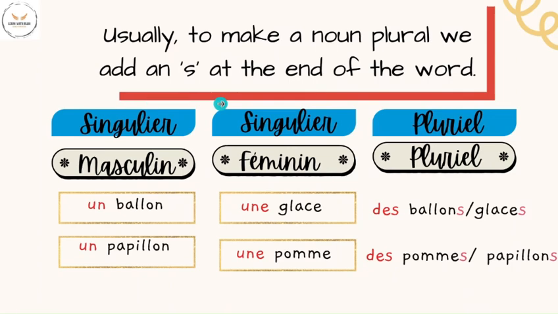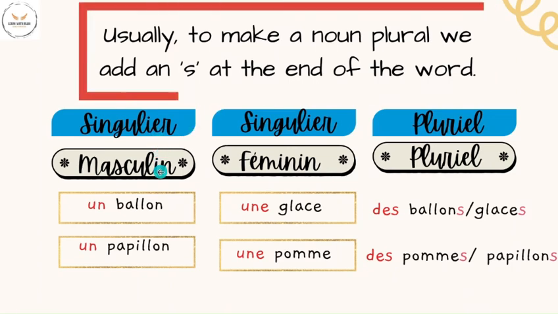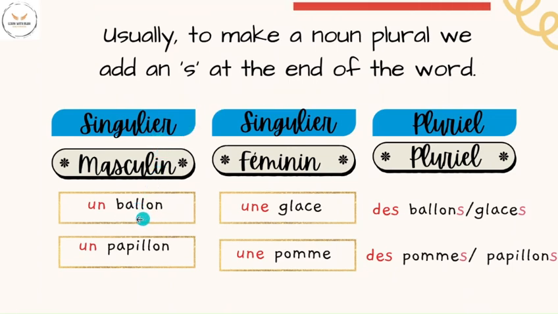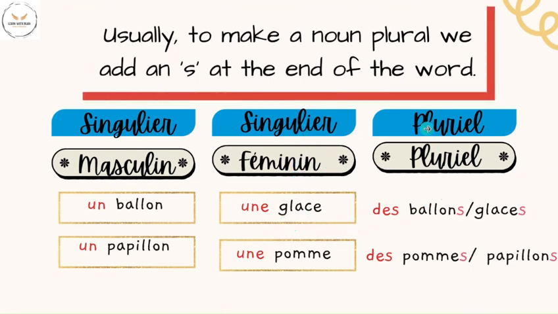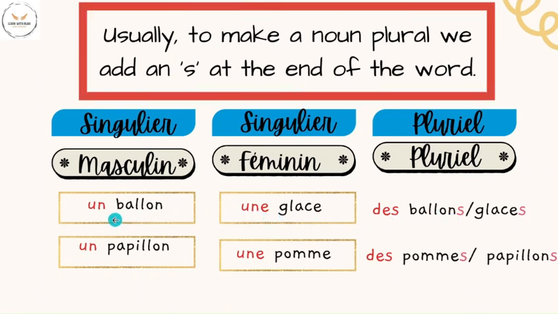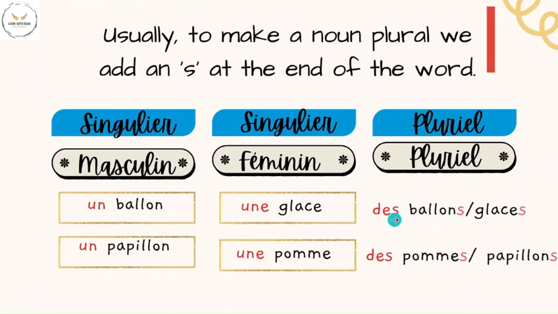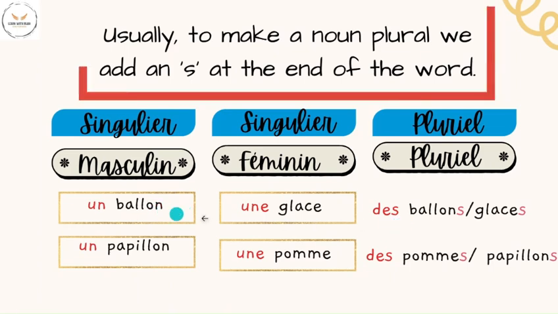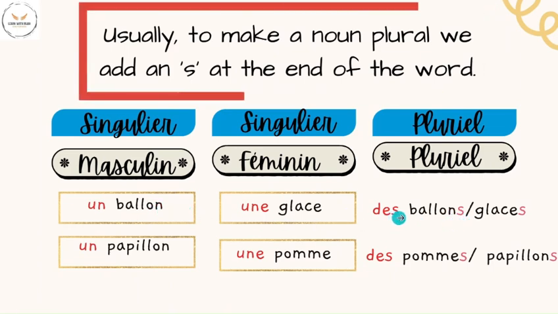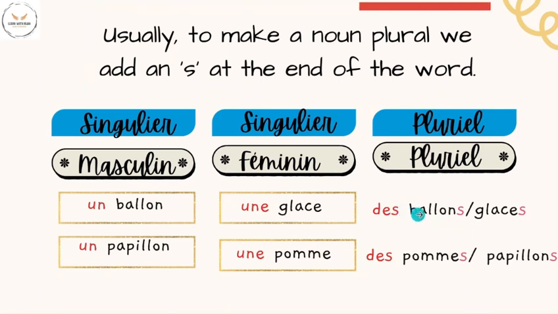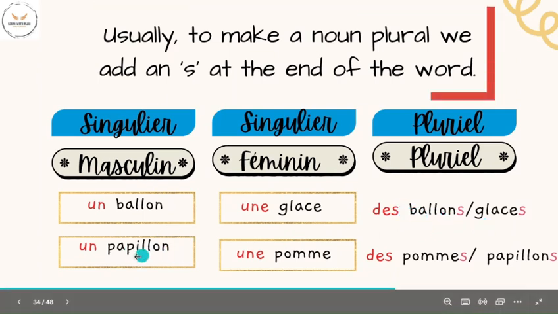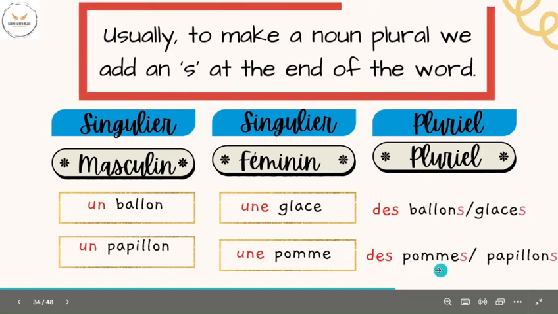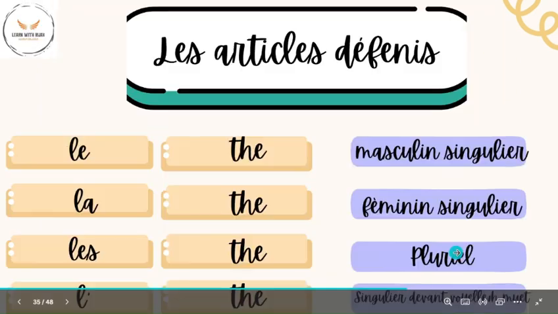So here are some examples. For singular masculine, un ballon, a balloon. For singular feminine, une glace, an ice cream. And the plural becomes des ballons. As I have already told you, the indefinite articles un and une change to des in plural. And we add an S usually to make the plural of the noun. Des ballons or des glaces. Un papillon, a butterfly. Une pomme, an apple. Des pommes or des papillons.